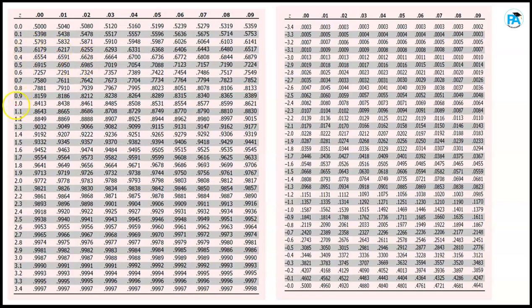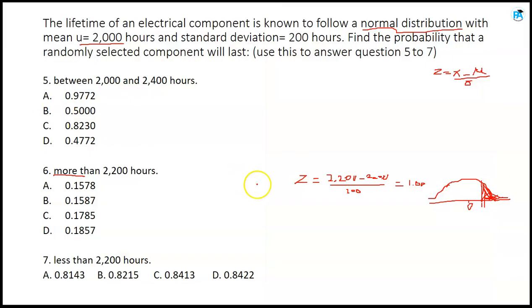Now you come and check for 1.00. So this is 1.00. What did 1.00 give you? It gives you 0.8413. So that's the answer for 1.0. We've gotten 0.8413, right? And one thing you should know is that whenever you check a positive Z score from its corresponding positive Z table, the answer you get means area to the left. So 0.8413.